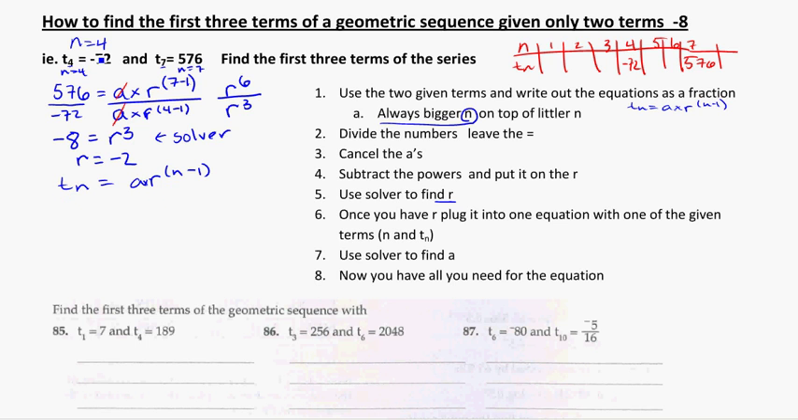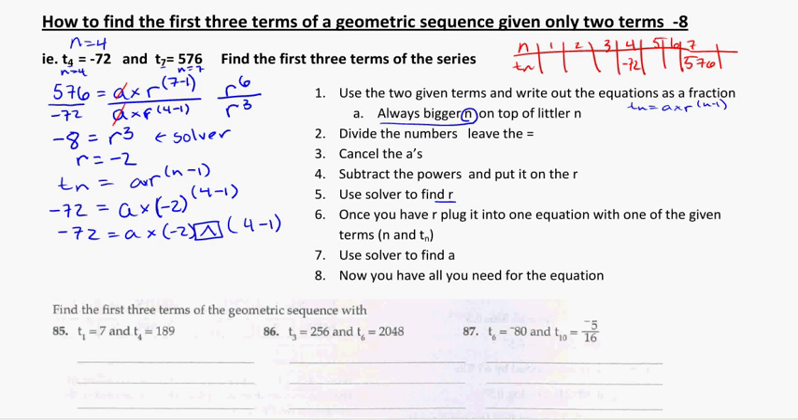So tn in this case, which is the value negative 72, is equal to a, which I don't know, times r, which in this case is negative 2, and I'm going to put brackets around it because it's a negative number, and then to the power of n, which in this case is 4, minus 1. So again, on your calculator, you might have something like this: bracket, negative 2, then your power button, and 4 minus 1.